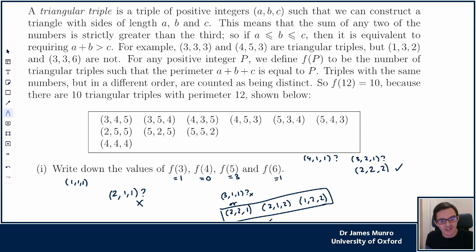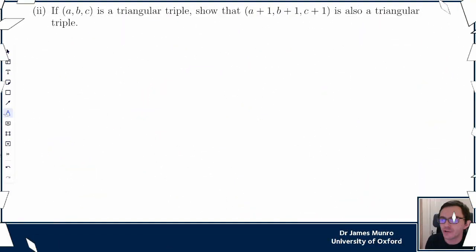So this is quite a complicated sequence. It goes up and down, 1, 0, 3, 1 for these terms in the sequence. The rest of the question is going to work out some more values of f. Part 2, we're told that ABC is a triangular triple.